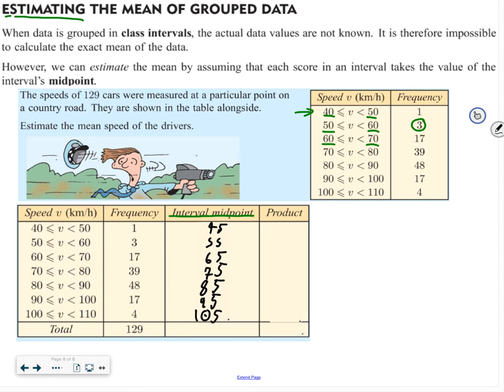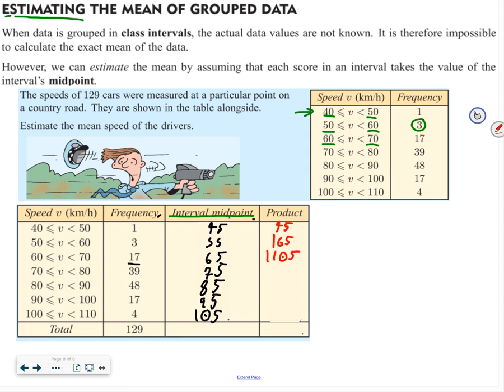Okay, so now that we have that midpoint, we do the same thing as we did before, and we do our frequency times that value. So we know that with these 17 numbers, most likely they're not all 65, but we're going to use that number to estimate this here. So as I take my products here, I do 1 times 45, and I get 45. 3 times 55 is 165. 65 times 17 is 1,105.